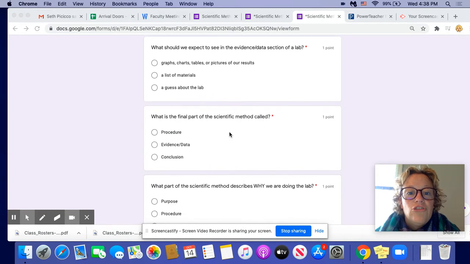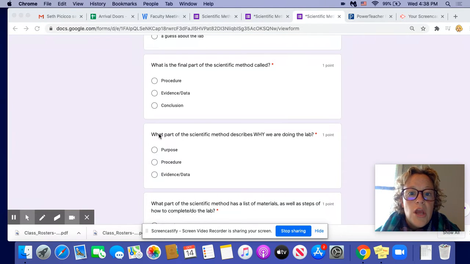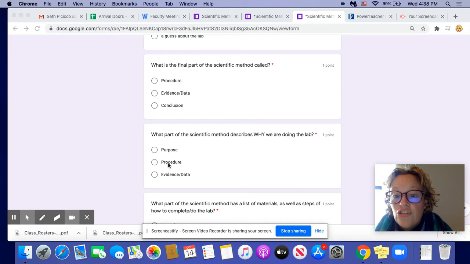Okay, the next question. What is the final part of the scientific method called? Okay, the last part. Is it called the procedure, the evidence, the data, or the conclusion? That one should be pretty easy. Okay, next question. What part of the scientific method describes why we are doing a lab? So like the point, the reason we're doing the lab, it's going to tell you here's why we're doing it. Is it the purpose, the procedure, or the evidence and data?